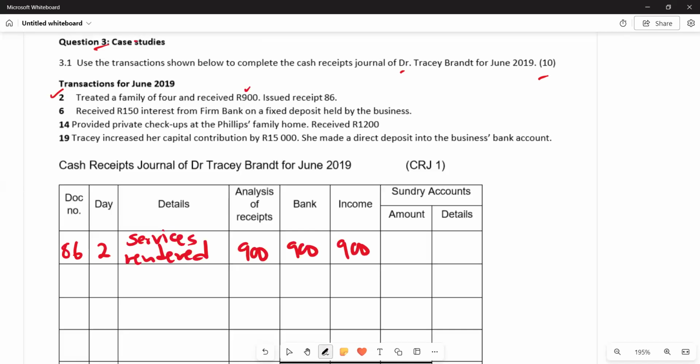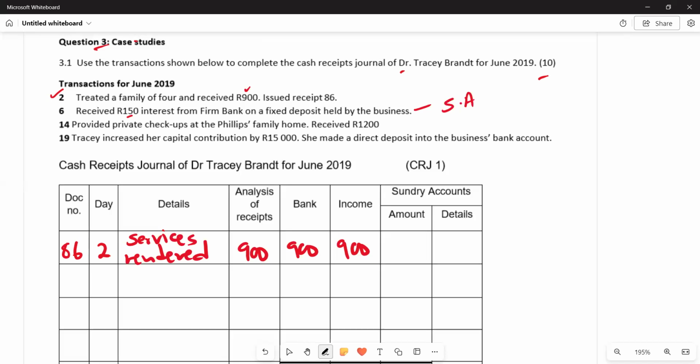Then we go to the next one: received 150 rands interest from Firm Bank on a fixed deposit held by the business. So you see that this money that has been received is not money from the medical services being provided by the doctor. So what we are saying is this should go under sundry accounts because it's not part of the core activity of rendering services. So we have received interest from a bank.